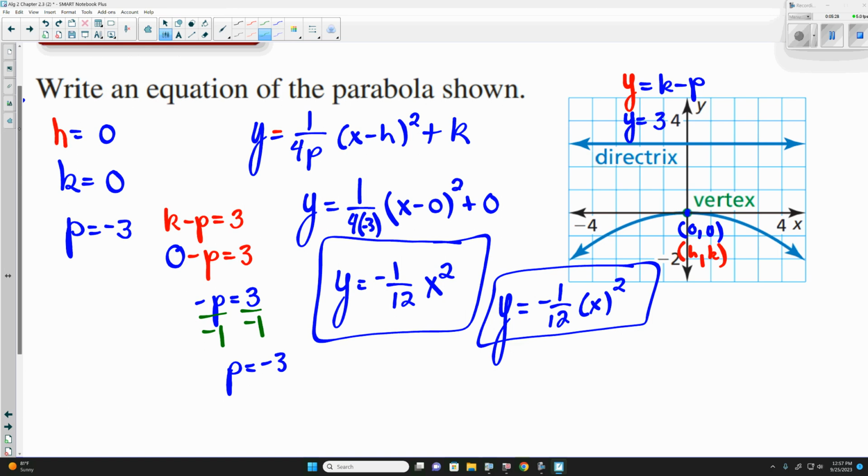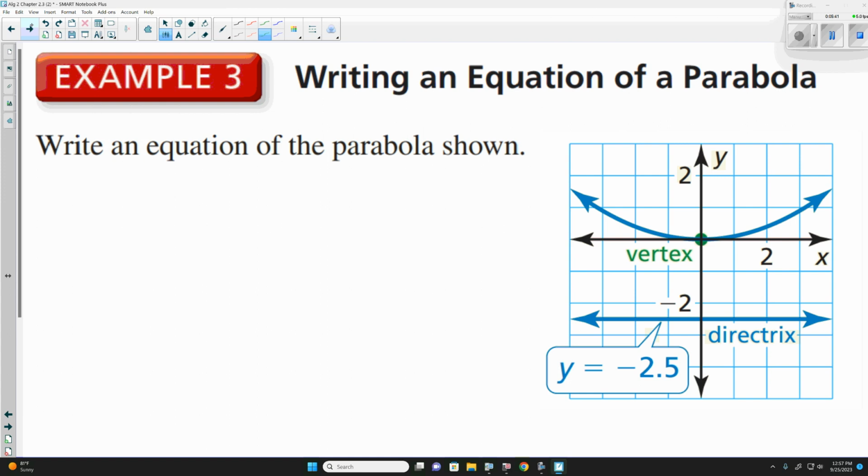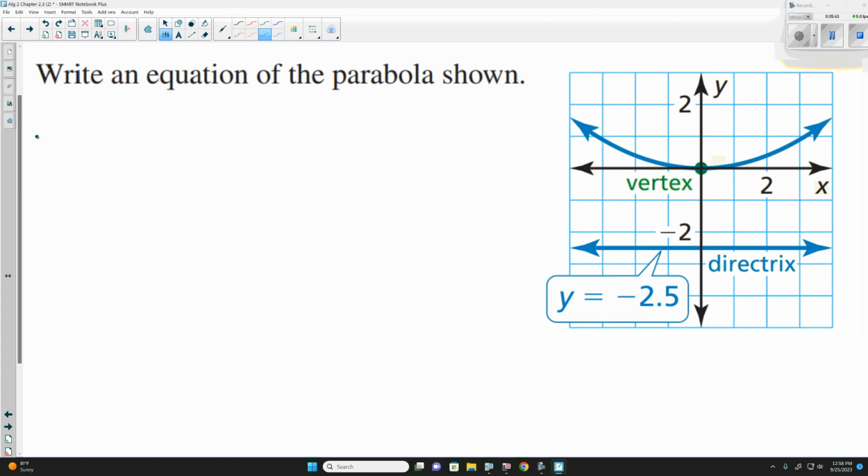Just write an equation. We're just having to write an equation for these here. If it had asked for the vertex, focus, directrix, and axis of symmetry, then we would. Here, it's just wanting the equation, because we did the rest of that on Friday. Now again, it wants us to write an equation of the parabola.